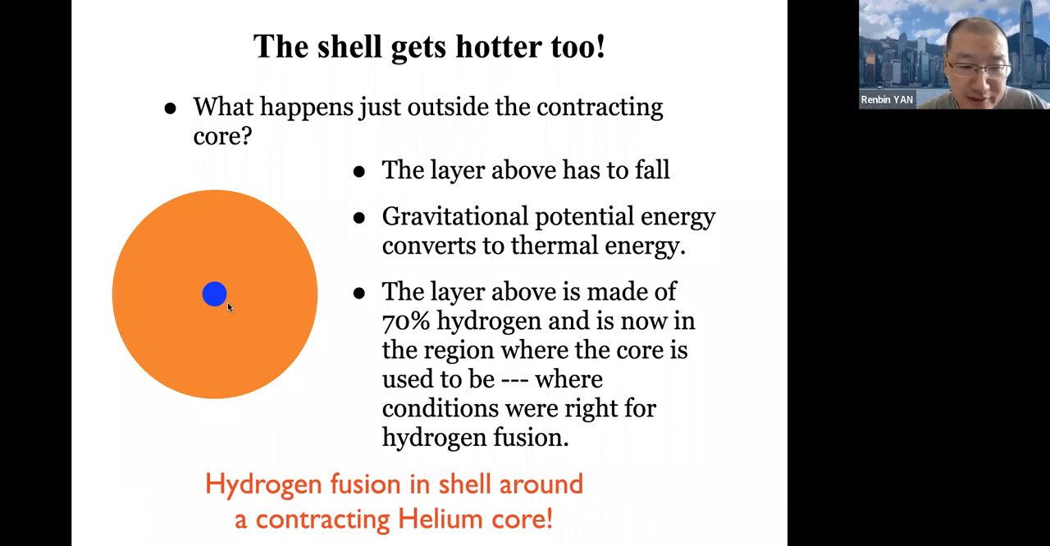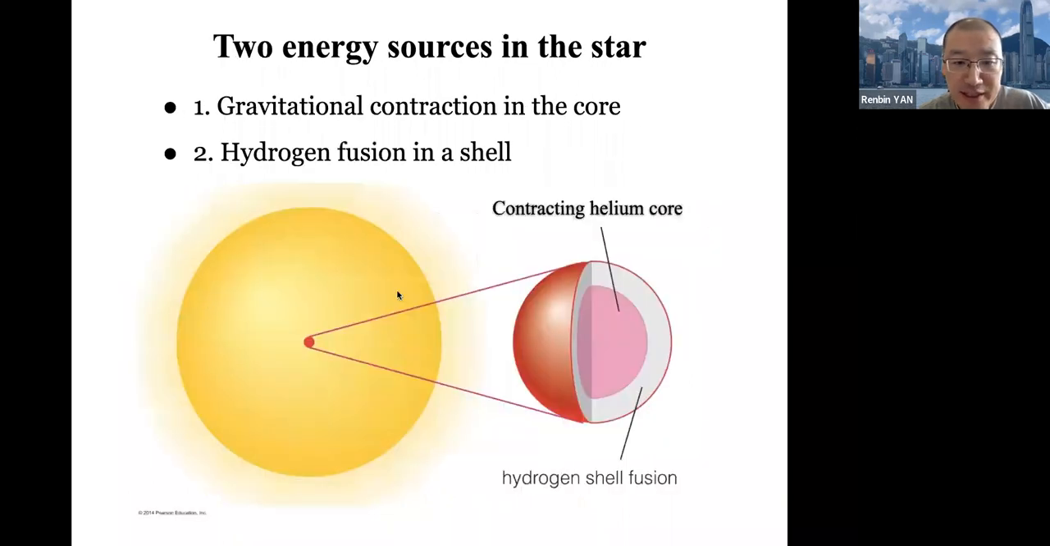So in this case you not only have a gravitationally contracting core turning some gravitational potential energy into heat, but also you have nuclear fusion around the core, turning hydrogen into helium. So basically the core will get small, but it will actually become two layers. You have a contracting helium core in the very center where there's no fusion, but around it you have hydrogen fusion in a shell around the core. So you have two energy production sources.